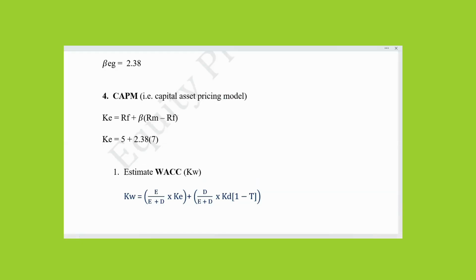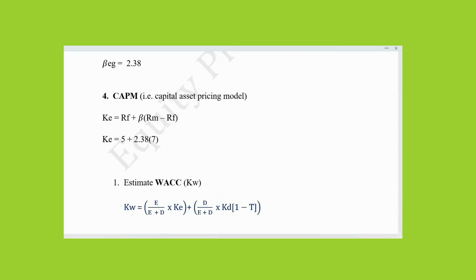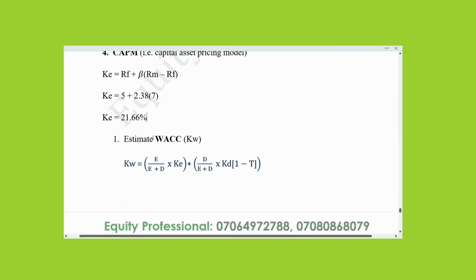So 2.38 multiplied by 7 equal plus 5 equal. What do you get? 21.66%. Okay. Then finally, I will estimate WACC.